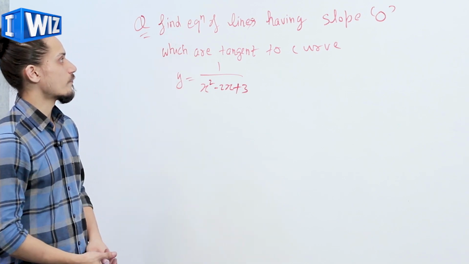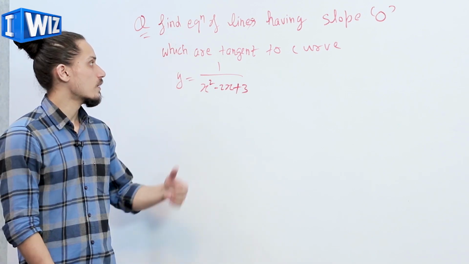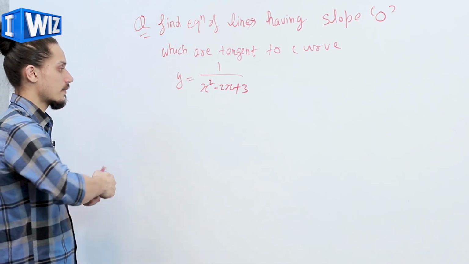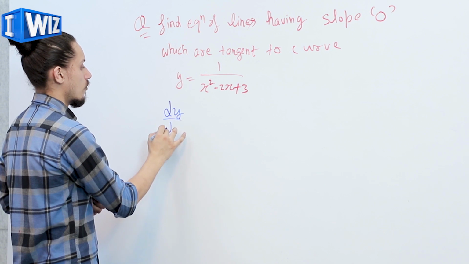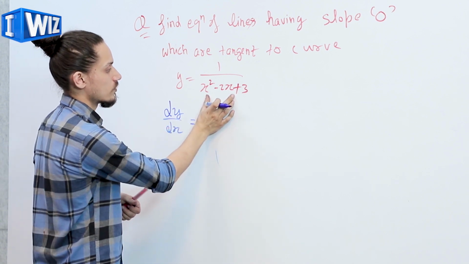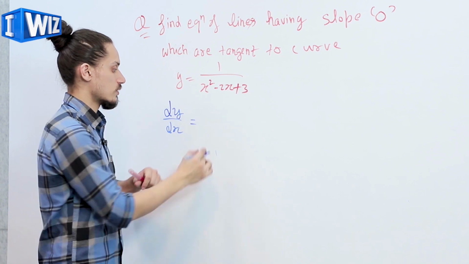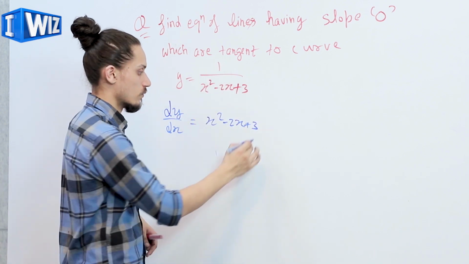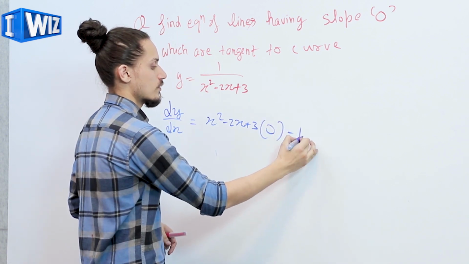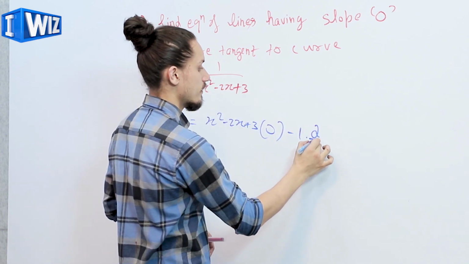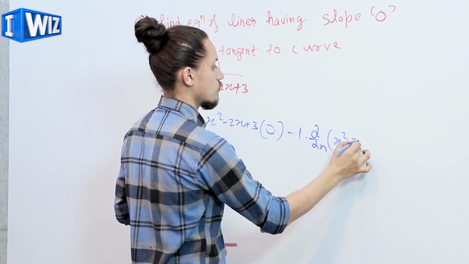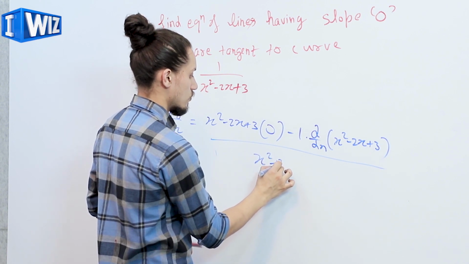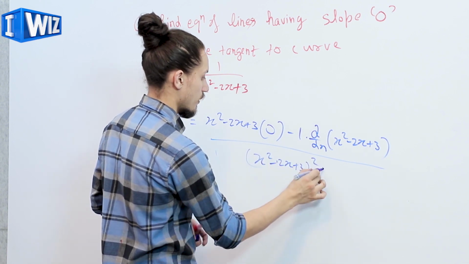In this example, we have to find equation of lines having slope 0 which are tangent to the curve 1 upon x square minus 2x plus 3. First step, tangent dy upon dx will be equal to second function, ये क्या है quotient रूल लगेगा, so second function x square minus 2x plus 3 into derivative of first, which is equal to 0, minus first function into derivative of second, that is dx of x square minus 2x plus 3, divided by square of second function, x square minus 2x plus 3 whole square.